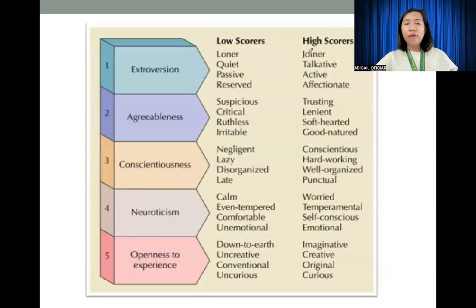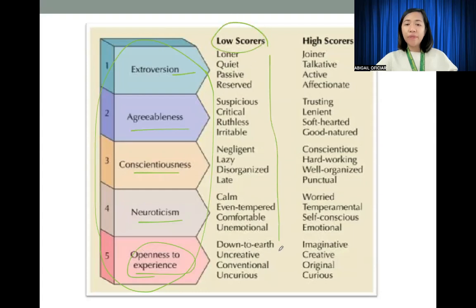Examples of personality test. Yung NEO-PI-R, ito yung mga mini-measure niya. Yung Big Five: extroversion, agreeableness, conscientiousness, neuroticism, and openness to experience. So, kapag low scorer ka sa mga yan, ito yung personality meron ka. Kapag high scorer ka sa mga yan, ito naman yung personality meron ka. Okay? Or interpretation niya.